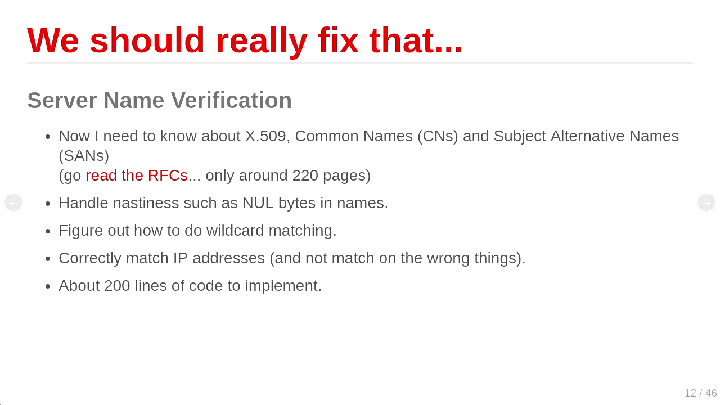We have to figure out how to do things like wildcard matching. So, okay, well, if it starts with a star and ends with the thing which is in the certificate, great. Well, depends. Do you want to match star.com? Yeah, there's a whole bunch of gotchas around this stuff. You have to figure out how to correctly match IP addresses. An IP address shouldn't actually be matched to a DNS name within a subject alternative name. We should only be matching IP general names. Do you do that correctly? It's about 200 lines of code to actually implement this.